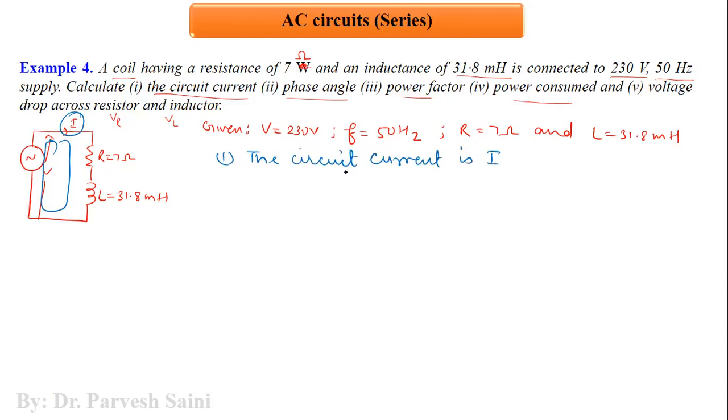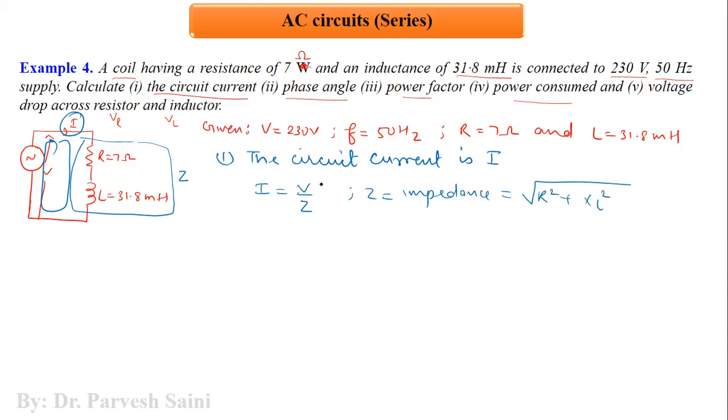So now, how can we find out I here? Because this is a series circuit, we have to find out the impedance. So we know that I is equal to V by Z. Z is the impedance, and it is equal to the square root of R square plus XL square.